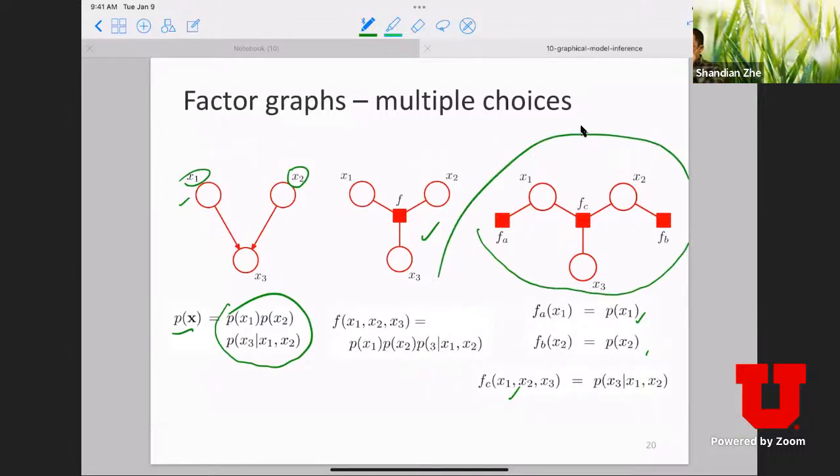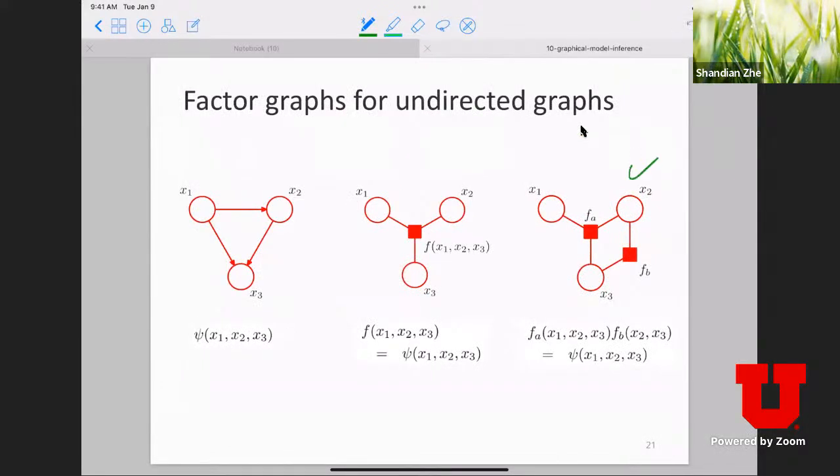So the choice of factor graph is flexible. It depends on how you want to map your factor functions to different terms in your joint probability. It's up to you. Similarly, for an undirected graph, depending on how you define the mapping or the associations between the potential functions and your factors, you might have different structures of factor graphs which correspond to the same undirected graphical model. Okay, any questions so far about the definition of factor graph?